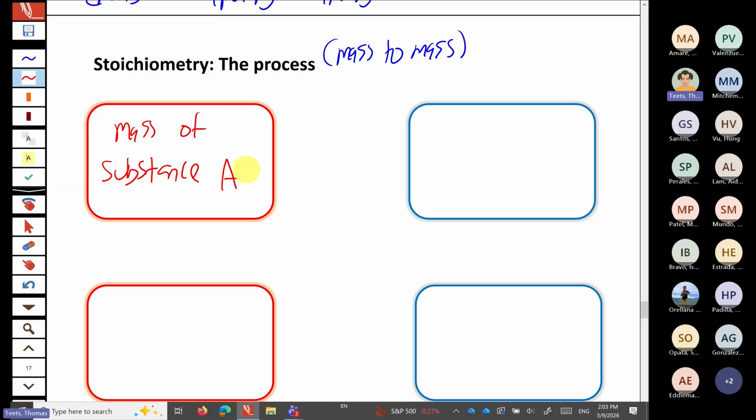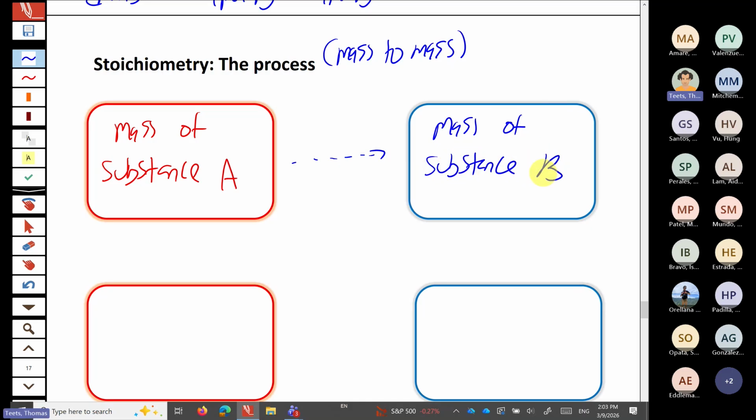For example, this many grams of A reacts with this many grams of something else, or this many grams of A forms as a product. We can be given the mass of either reactants or products as a starting point, and the job is going to be to figure out what is the mass of another substance B that would be involved in that same chemical reaction.